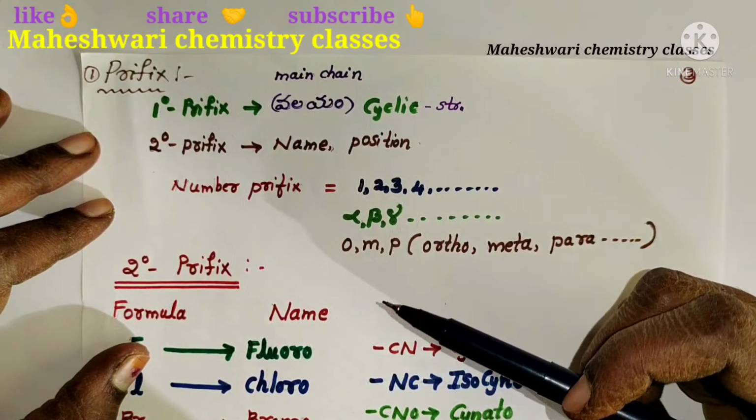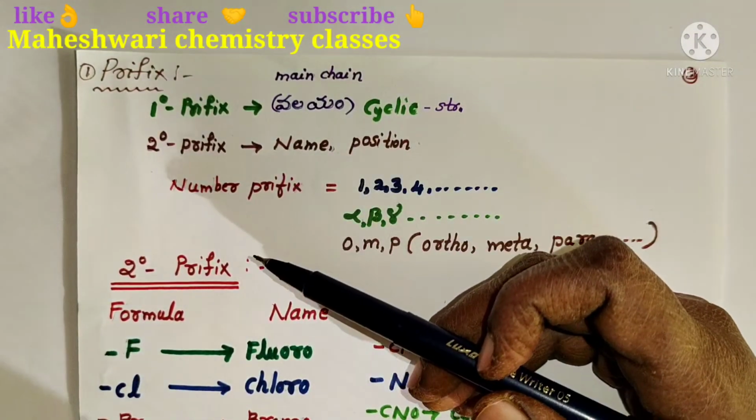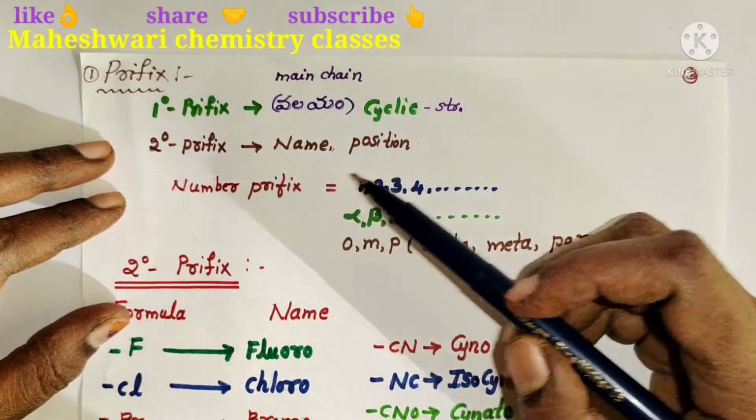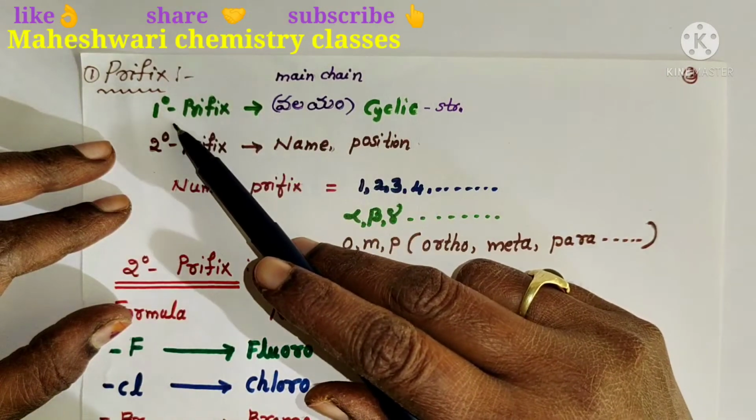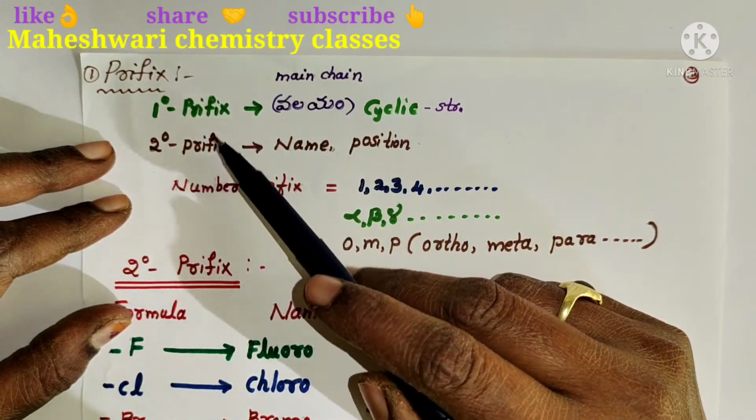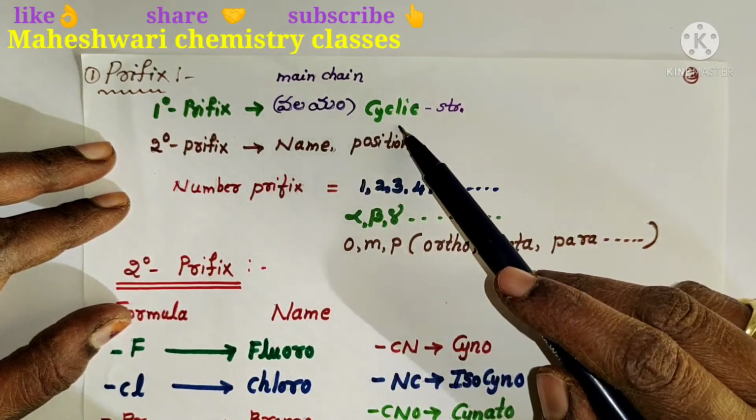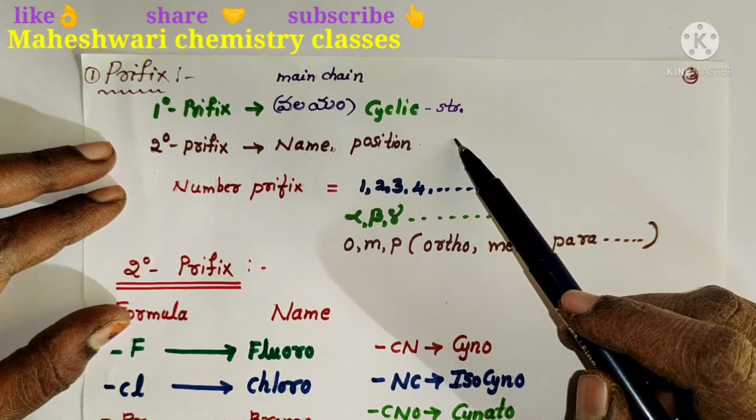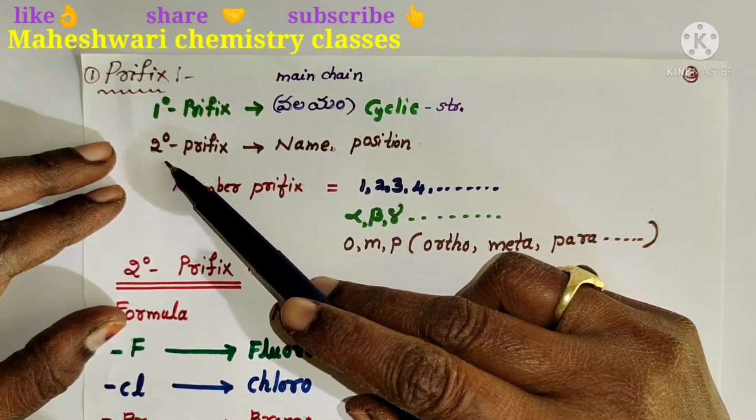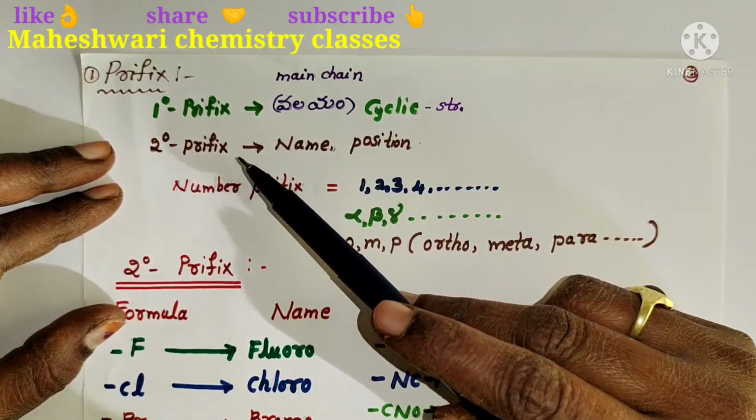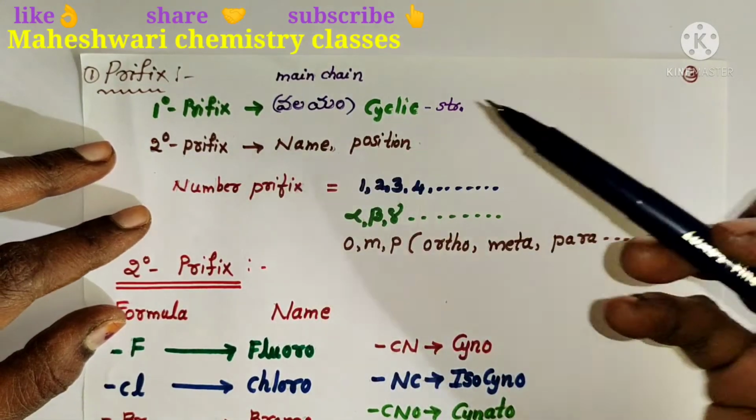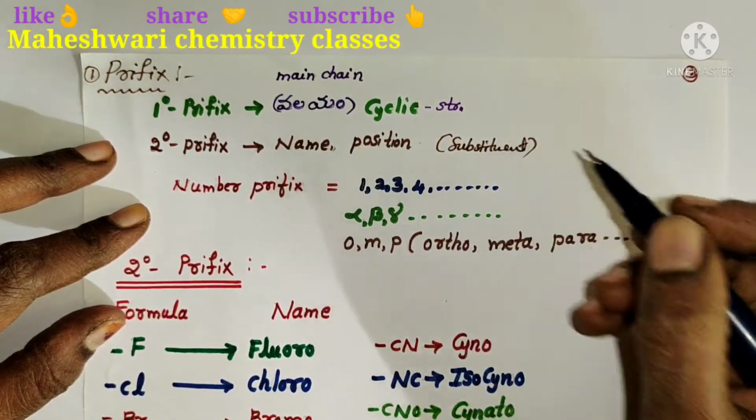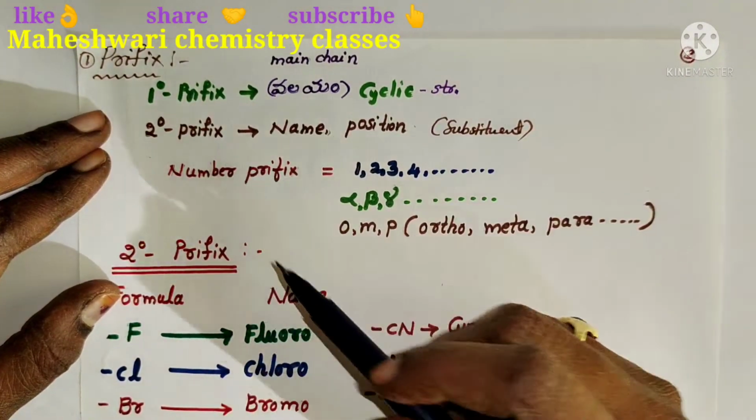Okay, so prefix is nothing but purva padamu. It explains about the carbon chain character, and at the same time substituents. It is again divided into primary prefix and secondary prefix. Primary prefix is only for what purpose? If the compound has a cyclic structure, that time we have to consider the primary prefix. Next, secondary prefix. It explains about substituent names and positions.